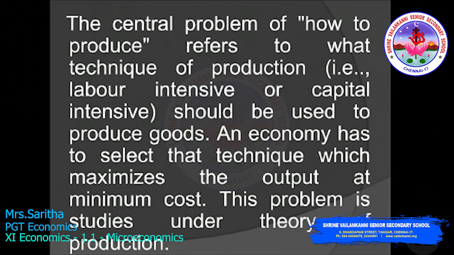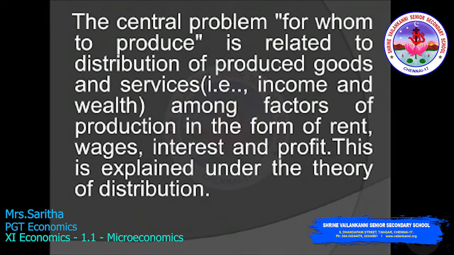Now let's move on to the third problem, for whom to produce. It's related to distribution of produced goods and services, that is income and wealth, among factors of production in the form of rent, wages, interest, profit. This is explained under the theory of distribution. So this problem refers to selection of the category of people who will ultimately consume the goods, that is, whether to produce goods for more poor and less rich, or more rich and less poor.